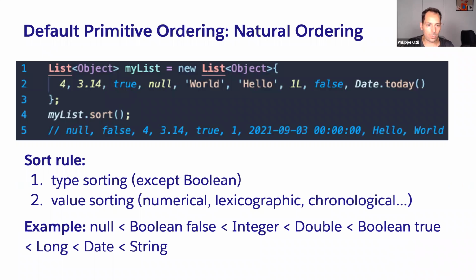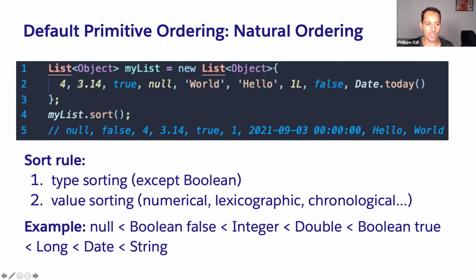Primitives are ordered according to something called natural ordering. And this is coming again from the Java world. It's not specific to Apex. Here, I've put a little example, which is a bit extreme, I should say. I don't think in the real world there would be really practical applications of this. I've created a list of objects in which I've mixed almost all the possible types of primitives.